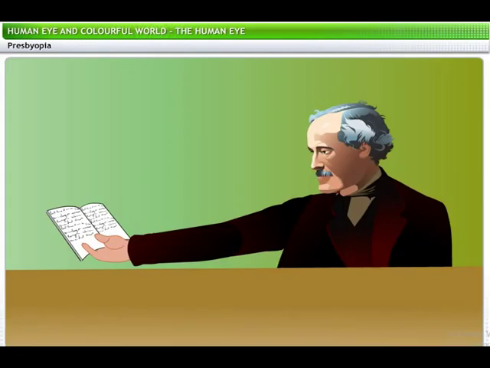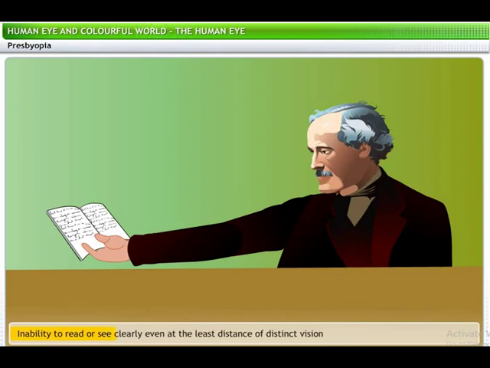Now let's meet Mr. Foley. He is reading a book. Do you see anything unnatural about this scene? Mr. Foley seems to be holding the book unnaturally far, right? This could be because he is suffering from presbyopia. Presbyopia is a condition in which the crystalline lens of an eye loses its flexibility. Persons suffering from presbyopia are unable to read or see clearly, even at the least distance of distinct vision, which is 25 centimeter.